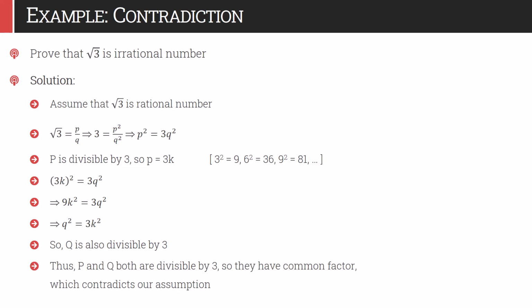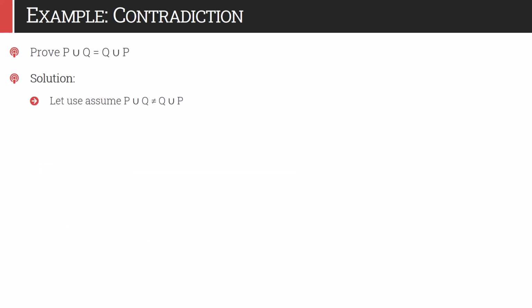And hence whatever assumption we have made that root 3 is a rational number contradicts with our proof, and hence we have proved that our assumption is wrong, and hence the given statement that root 3 is an irrational number has been proved. Prove P union Q is equal to Q union P.